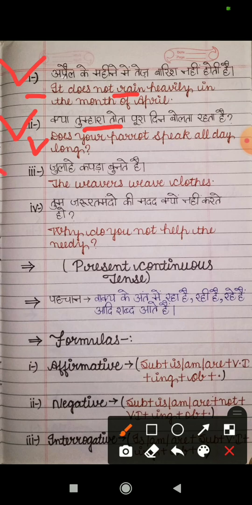Third sentence is जुलाहे कपड़ा बुनते हैं. So it is an affirmative sentence. Weavers weave clothes. Weavers is plural, that's why हमने यहाँ weave के साथ s or es नहीं लगाया है.